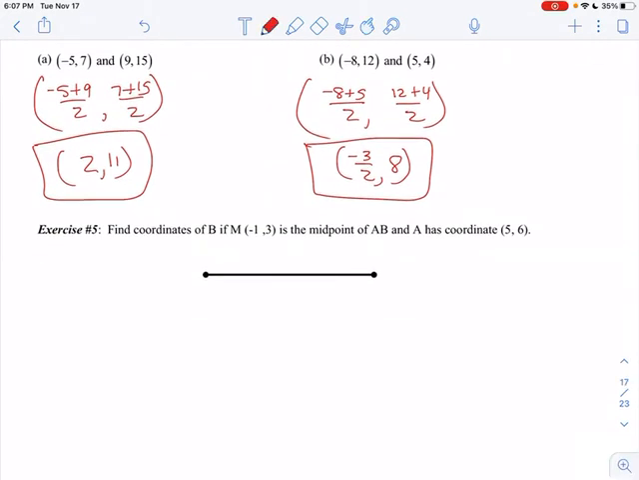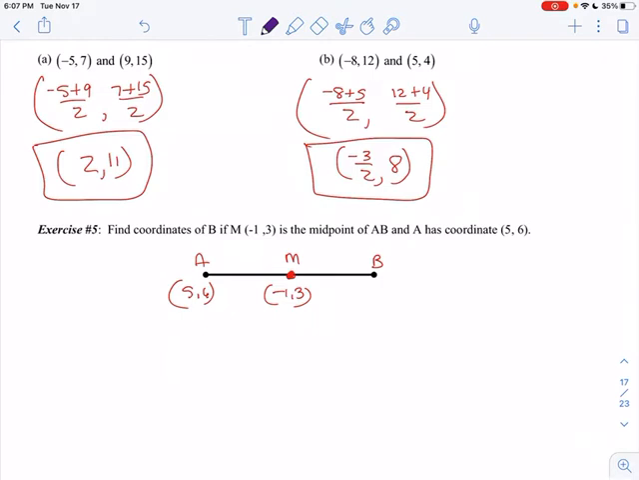The only way that I can change this up a little bit is sometimes I give you the midpoint and I give you one of the endpoints and you have to find the other endpoint. So in this particular problem, find the coordinates of B if the midpoint is negative 1, 3. So M is your midpoint, it's negative 1, 3. And M is the midpoint of AB, and A has the coordinates of 5, 6. So I know A is 5, 6. I know the midpoint, that's the point in the middle, and I'm trying to find the coordinates of B.